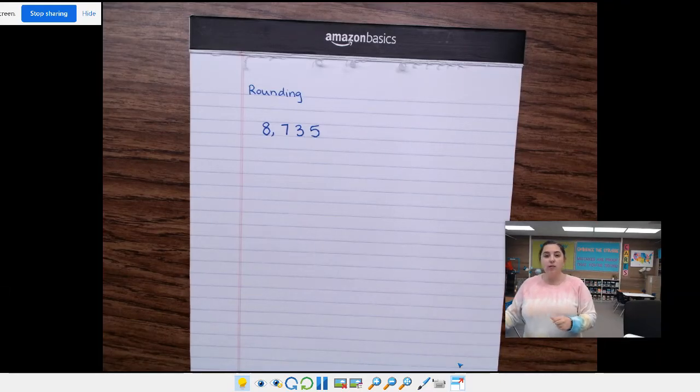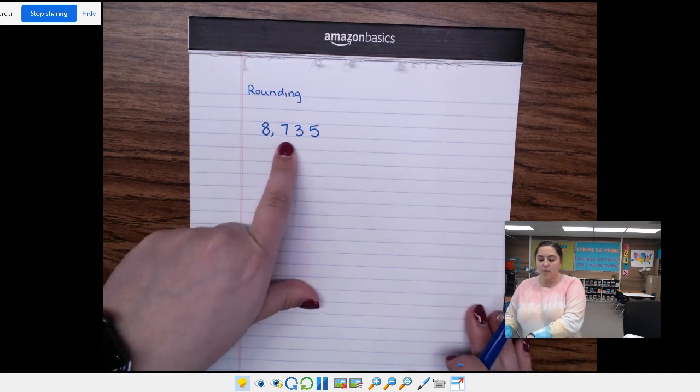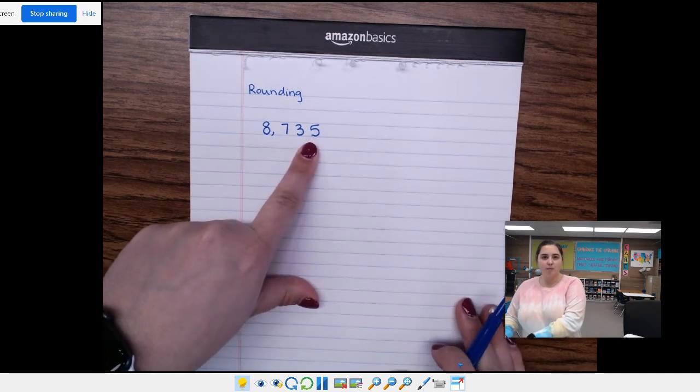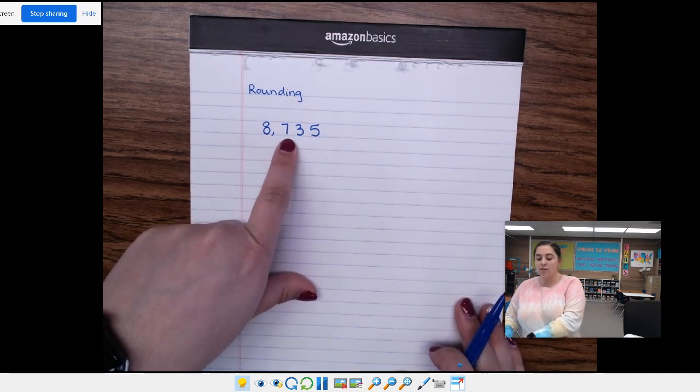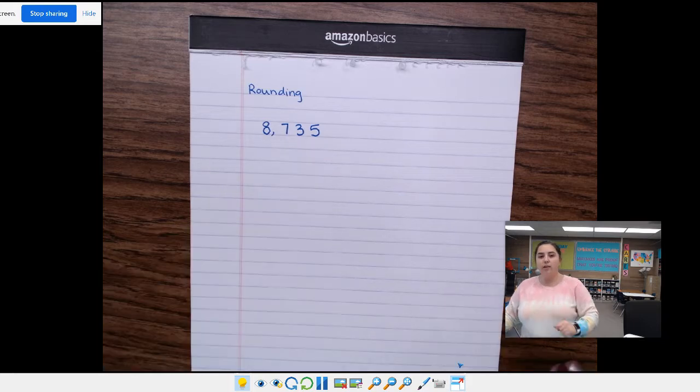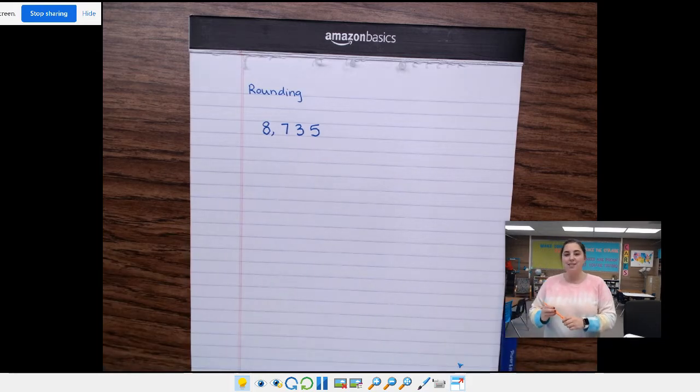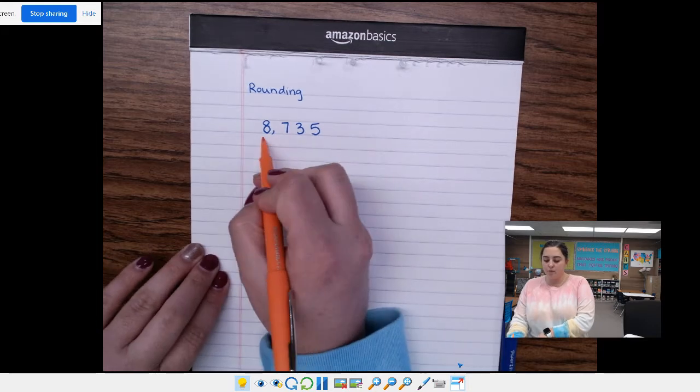Graders. Let's do a little review on rounding so we don't forget this skill. So this number here, how would we say it? It would be 8,735. Let's first round it to the nearest thousand, right here.